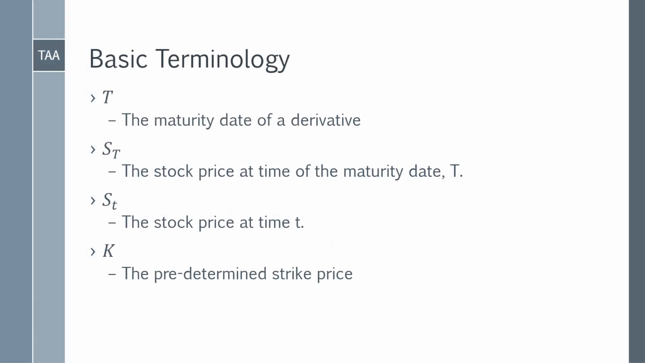So let's look at some basic terminology first. Simply, capital T is the maturity date of a derivative, capital S subscript capital T is the stock price at the maturity date, capital T. Capital S subscript lowercase t is the stock price at any time t, and capital K is a predetermined strike price.